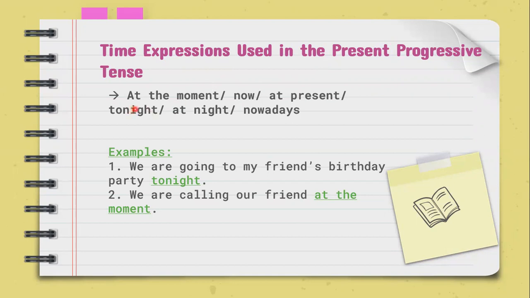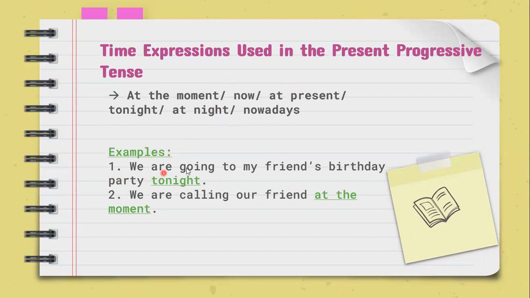What are the major time expressions we use in the present progressive tense? We use at the moment, now, at present, tonight, at night, nowadays, and there could be more. Those are examples, okay? So whenever you see in a sentence, subject plus verb to be plus main verb plus ing with one of these time expressions, this means this sentence is written in the present progressive tense.